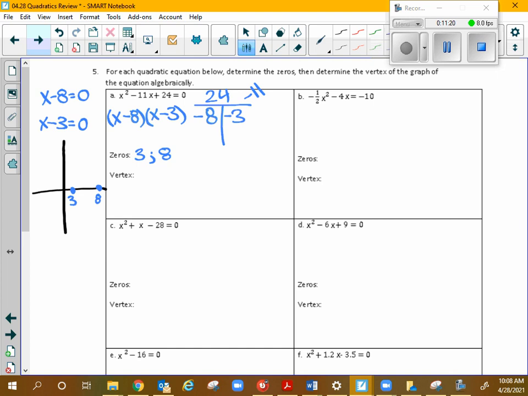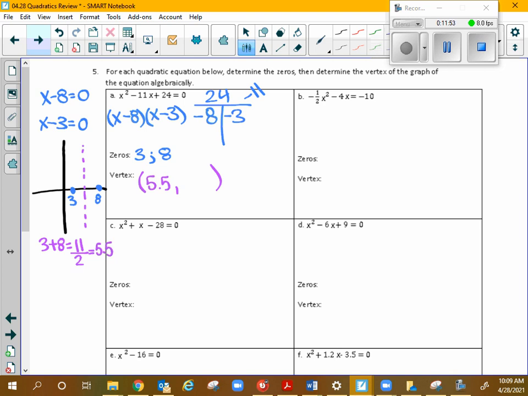It's in the middle. So I need to figure out where this middle piece is. 5.5. Why? 8 plus 3 is 11. So you average those to find the center. So 3 plus 8 is 11, and since there are 2 points, I average by dividing by 2, which is 5.5. Good. Which part of my vertex is that? Your x. So 5.5 is the x, but that doesn't give me my vertex.